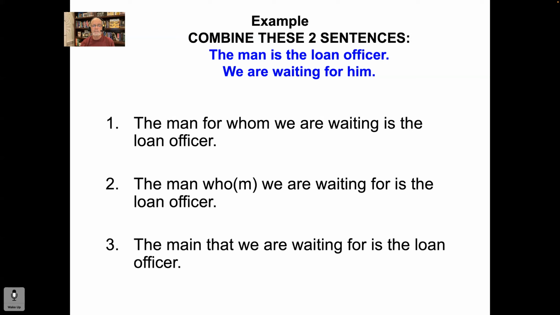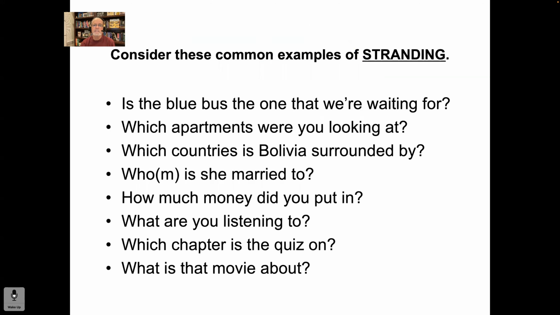The problem is you're going to have students, which you'll study later on, who will produce number one in conversation. That is a problem. Here are some common examples of stranding. You and I are waiting for the bus. I don't know which one's the correct bus. And I say, hey, is the blue bus the one that we're waiting for?